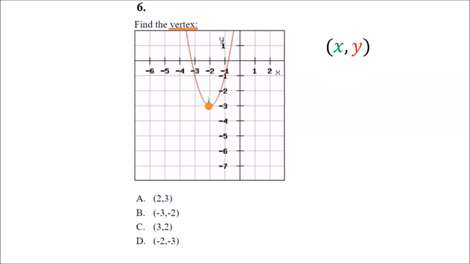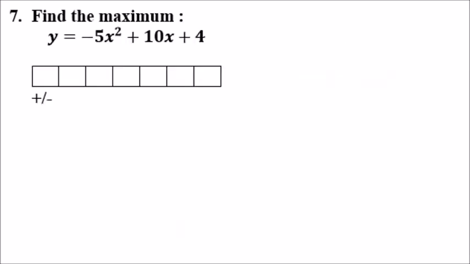The x value of this point is -2. And the y value of this point is -3. So when we write that as the ordered pair, it's going to be -2, comma, -3. Putting the -2 in for x and the -3 in for y, making D our best answer. Okay, so hopefully you were able to answer all of those. Let's go ahead and move on to number 7.